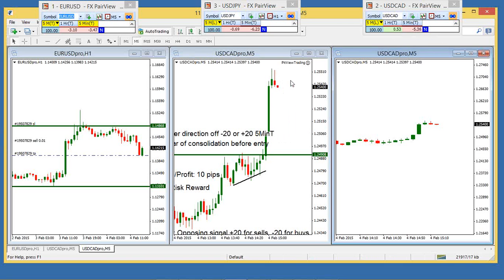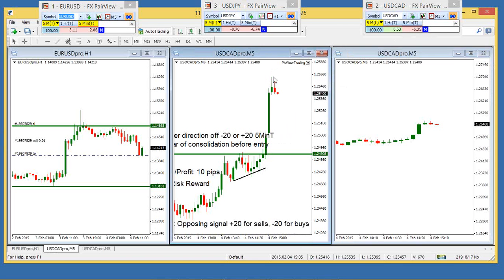So if 5 minute totals go negative on dollar Canadian, go ahead and put your stop right up above these highs right up in here, and look to go short. That is looking really good right now, but I'm not going to do it yet, but we'll wait and see on that one.